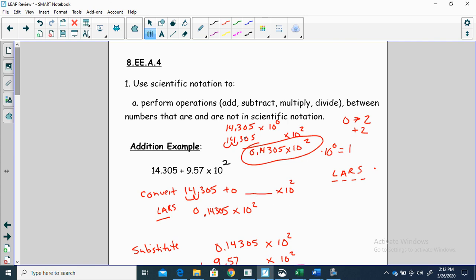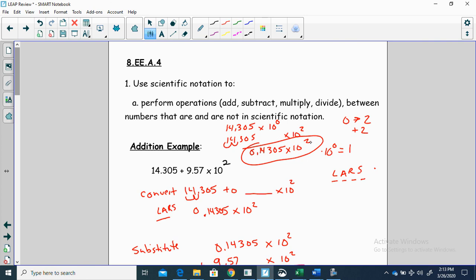Now, think about it. 14.305 is the same as times 10 to the 0, because 10 to the 0 is 1. So 14.305 times 10 to the 0 is still itself. What we need to do is convert it to something times 10 to the second, and we need to know how to do that. The way we do that is to use LARS. Our statement LARS means left, we add; right, we subtract. So if we're going from 0 to 2, we're adding 2.